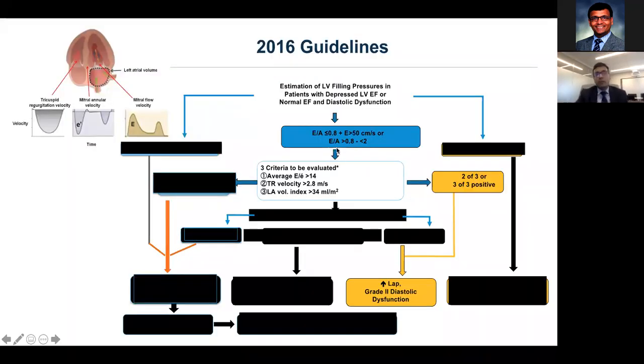You have a situation where the E by A ratio is less than 0.8. However, there are two features which are showing elevated filling pressure. E by E prime is increased, more than 14, and LA volume is more than 34 ml per meter square in that particular example. So it suggests elevated left atrial pressure. So that will be called grade 2 diastolic dysfunction according to the guideline pathways.